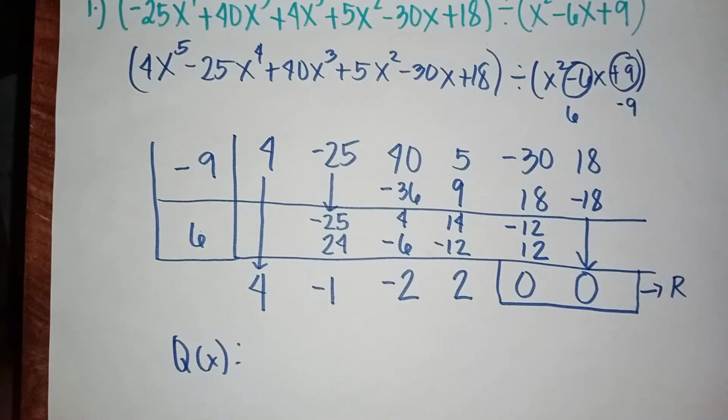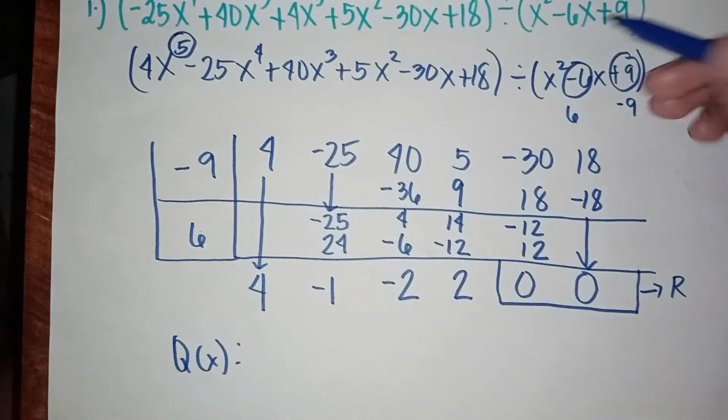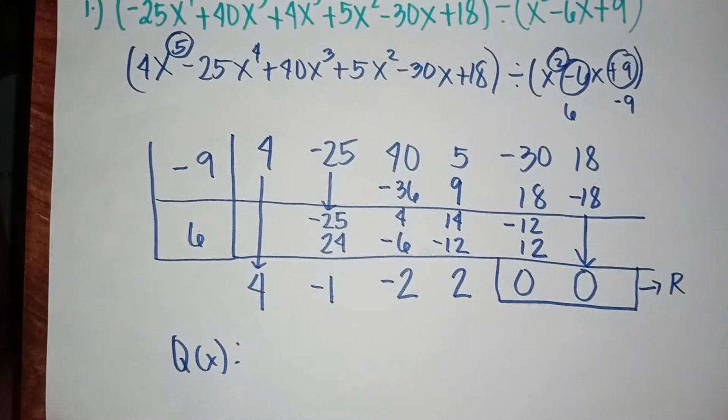So, yung degree ng ating dividend, yung pinakamataas na exponent ng ating variable. So, the degree is 5. At sa ating divisor, the degree is 2. So, 5 minus 2, that is 3. Tama, mga boss, 3. So, therefore, our quotient is in degree 3.